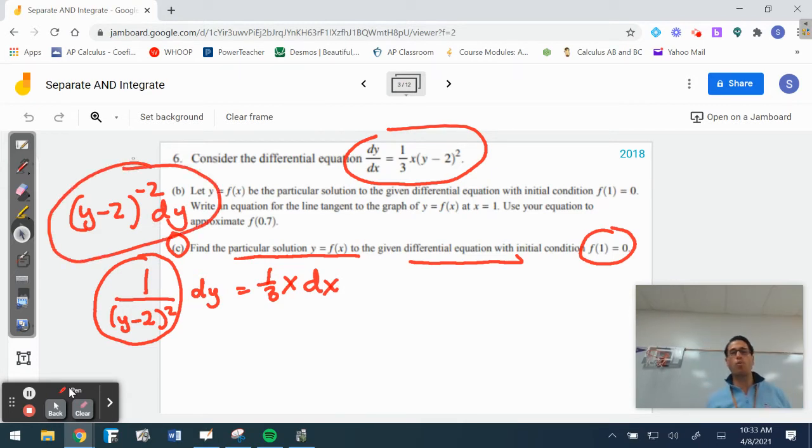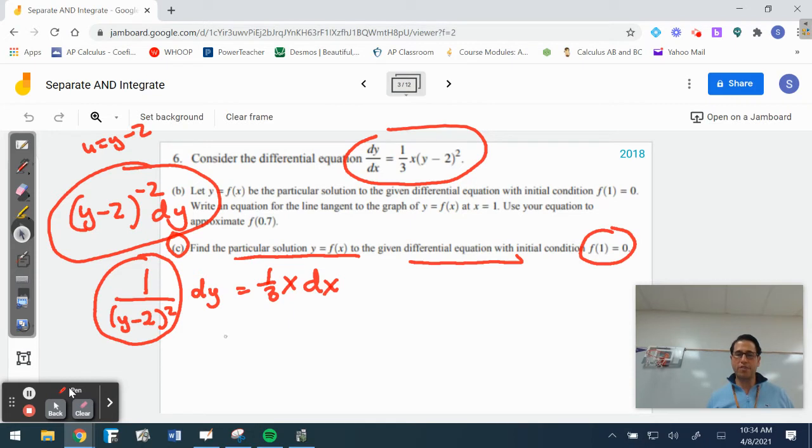But remember, what would I make my u? I would make my u y minus 2. And if my u was y minus 2, the derivative of y minus 2 is just 1. So I don't really need u-sub. So it's really just u to the negative 2.